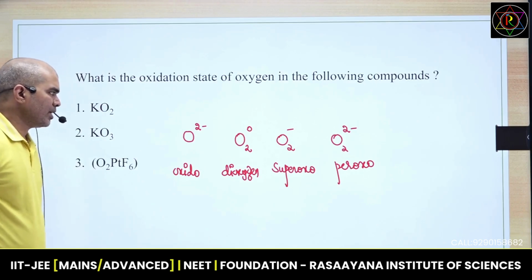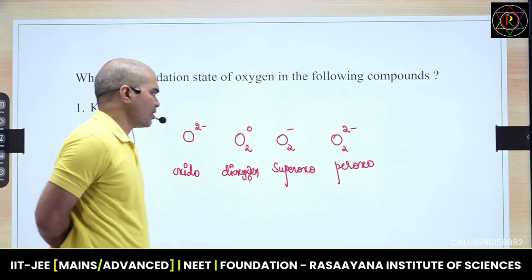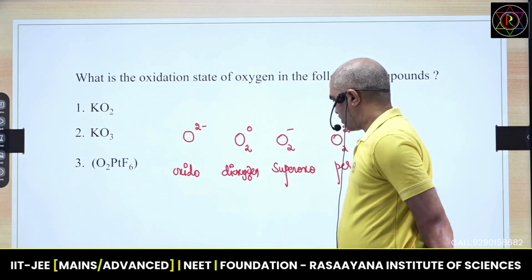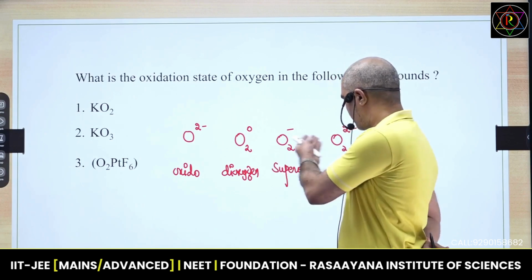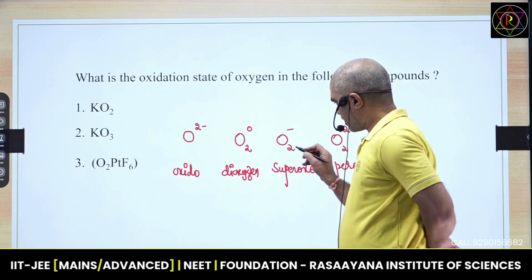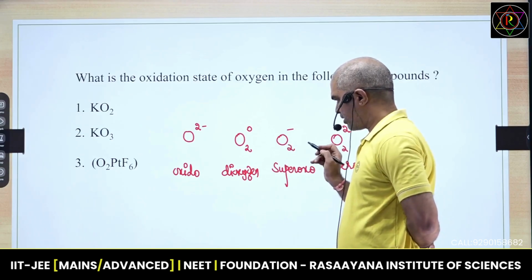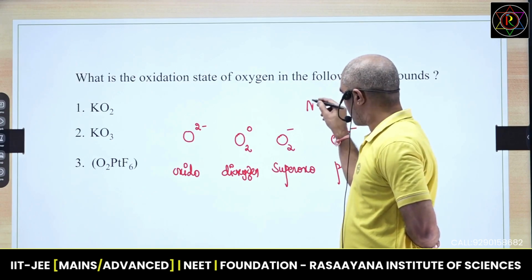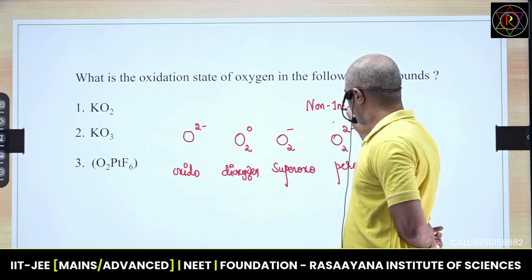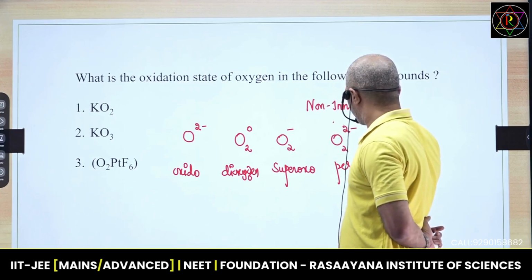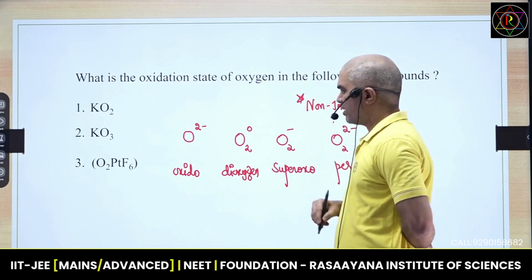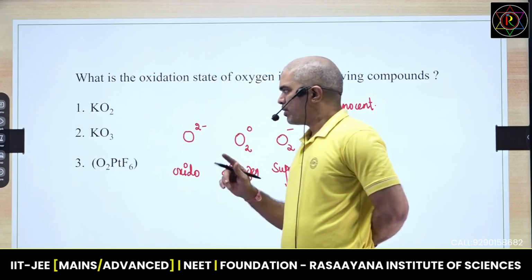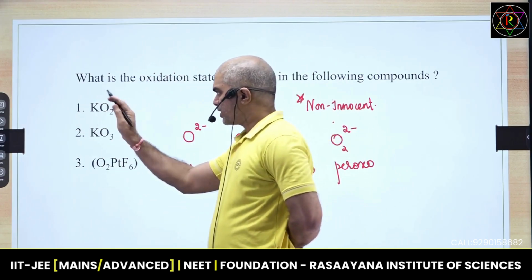O2 in its elemental form, in its natural state, has 0, but it can take 1 electron converting into superoxo, and it can take 2 electrons converting into peroxo. So whenever I give O2, in which form it is existing, we cannot say. That is not easy. That is why we call it a non-innocent ligand. Anyway, this is an easy question for you because potassium has a fixed oxidation state.